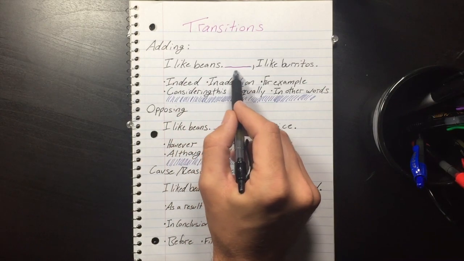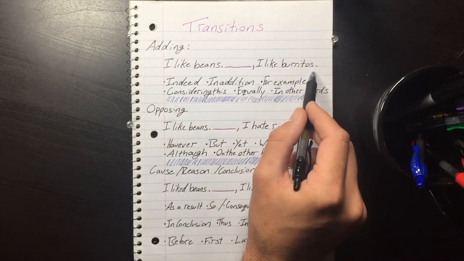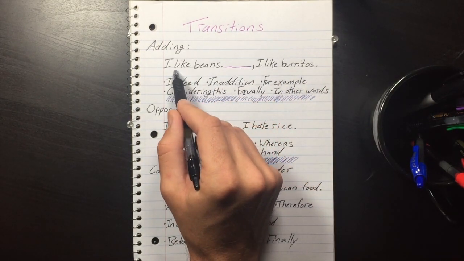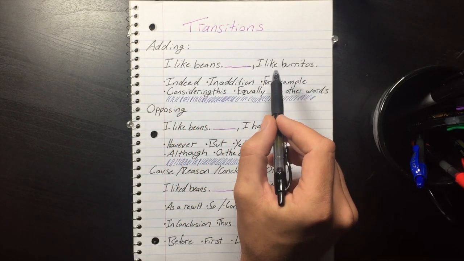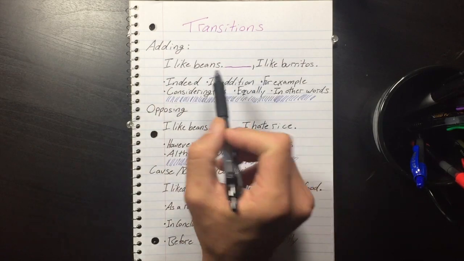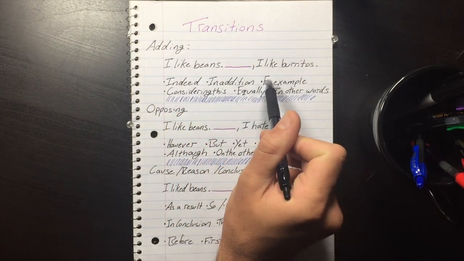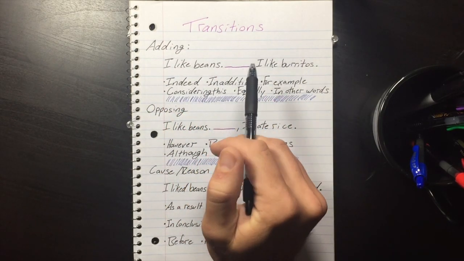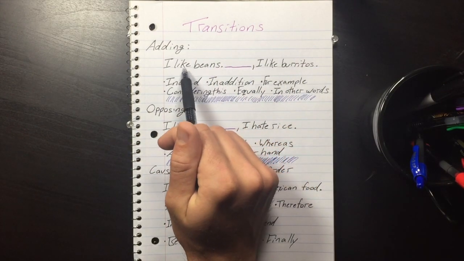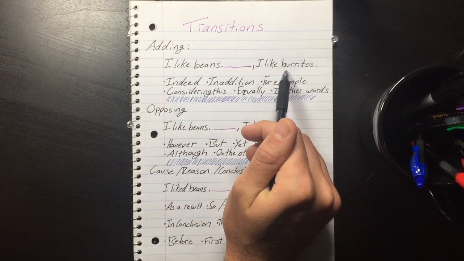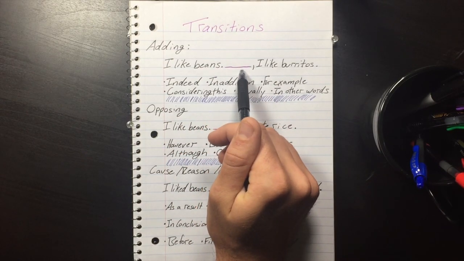I like beans, blank, we need a transition. I like burritos. So we're talking about how we like a food and how we like another food. Because of this, we need an adding transition. So, I like beans. In addition, I like burritos. Sounds great. I like beans. In other words, I like burritos. So if you have a positive relationship between sentences, you need an adding transition word.